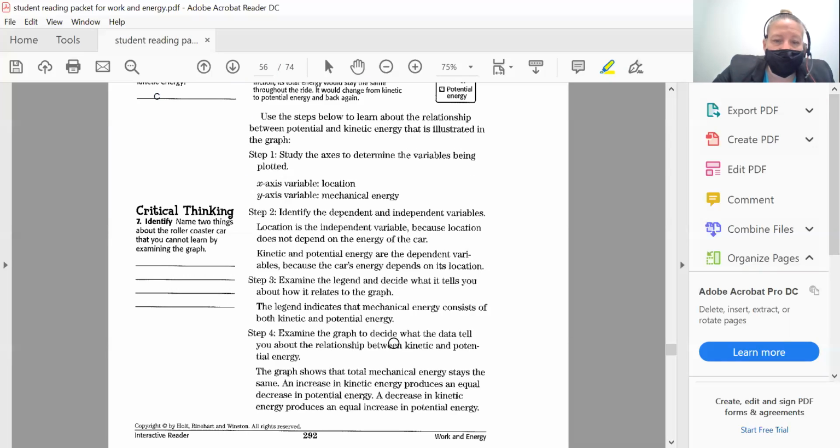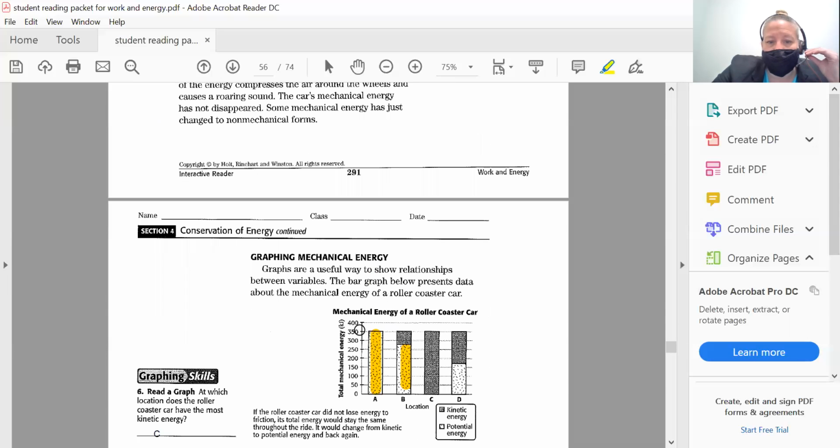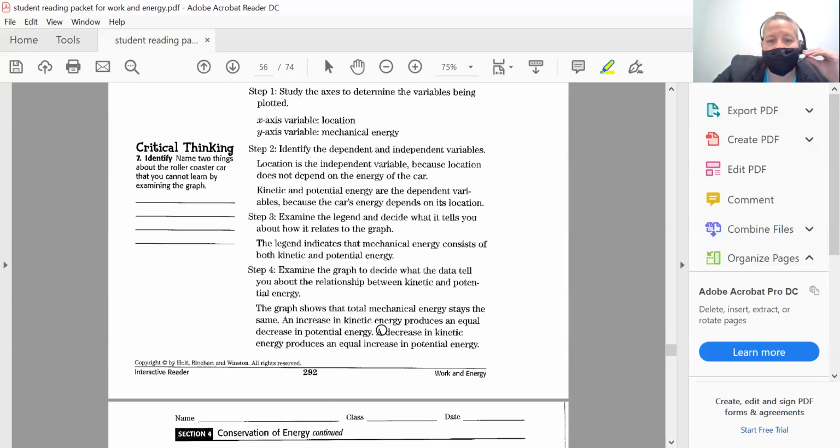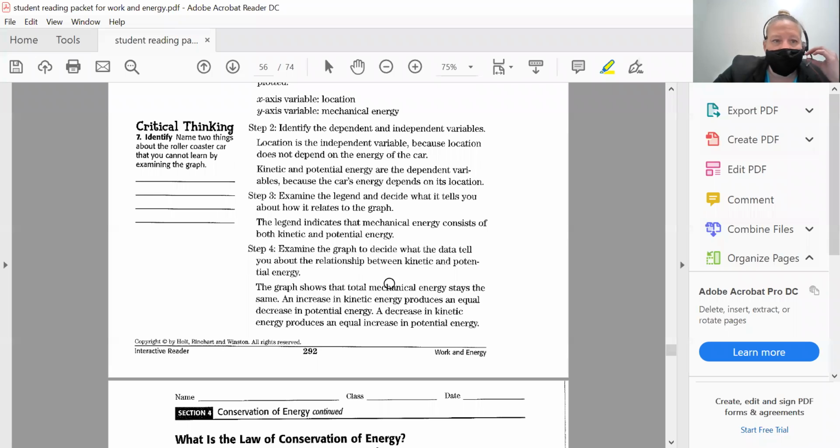4, examine the graph to decide what the data tells you about the relationship between kinetic and potential energy. So the graph shows that the total mechanical energy stays the same. Notice total mechanical energy stays the same for all of them, right? An increase in kinetic energy produces an equal decrease in potential energy. A decrease in kinetic energy produces an equal increase in potential energy.